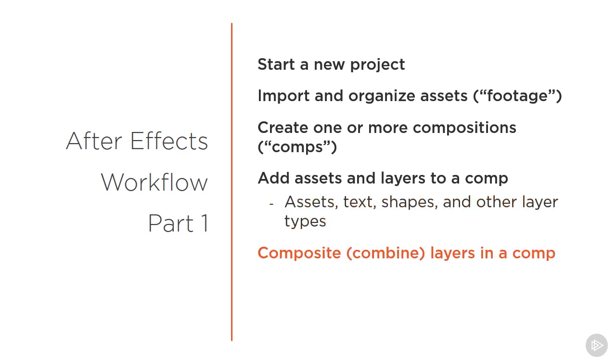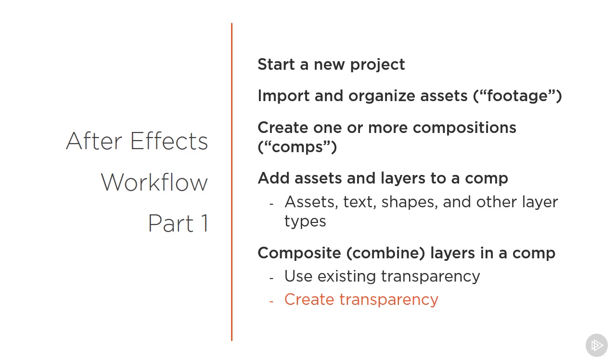Then you combine these layers in the comp, and you can use various ways to do that. You can take existing transparency that you would have, let's say, in a graphic or text. You can create transparency using, let's say, a keying effect that I explained earlier. Various ways to combine things in a comp.